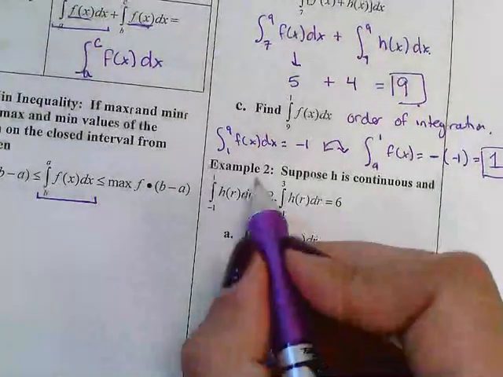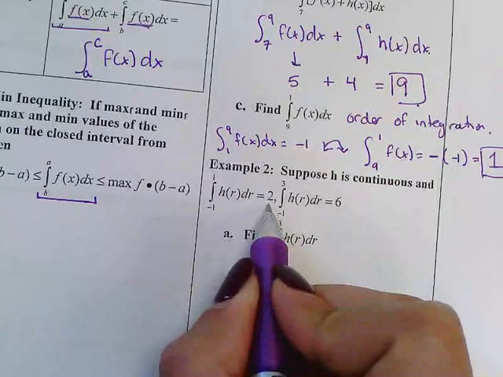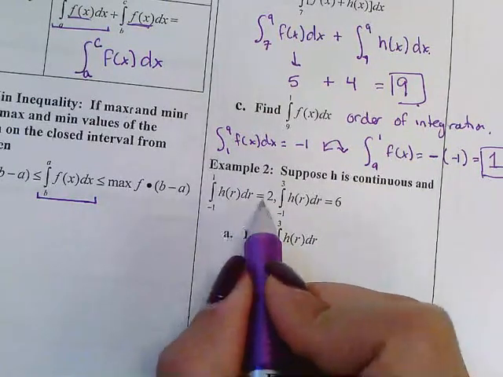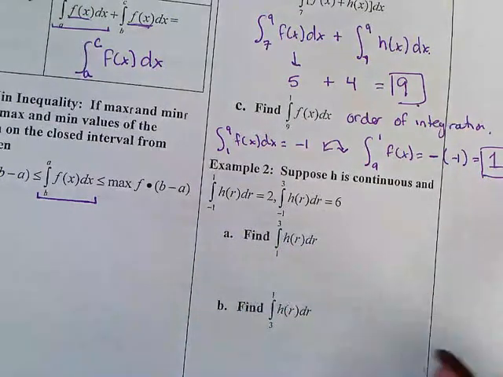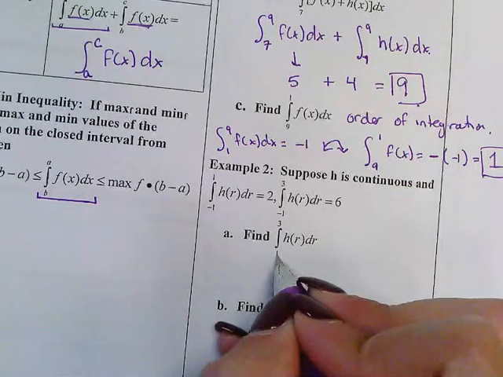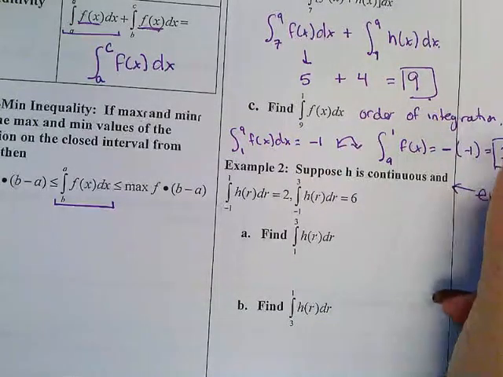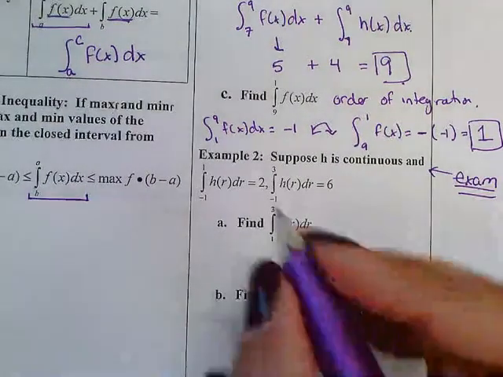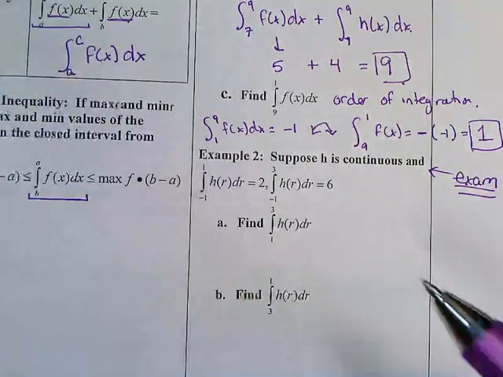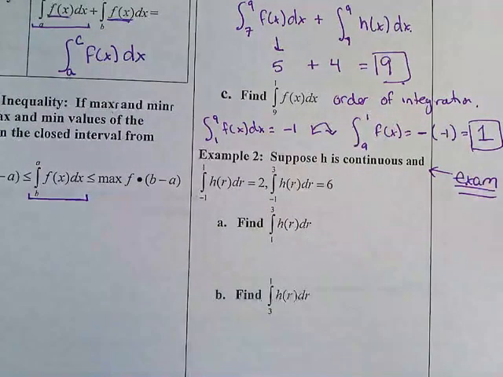Alright, let's look at the next example. Suppose h is continuous and the integral of h of r from -1 to 1 is 2, and the integral from -1 to 3 of h of r is 6. So how can we find from 1 to 3? So this is definitely going to be an exam question. I've seen this multiple times. Okay? So it's important to use these properties and figure out how we are going to manipulate them. So take a second, see if you can figure it out.